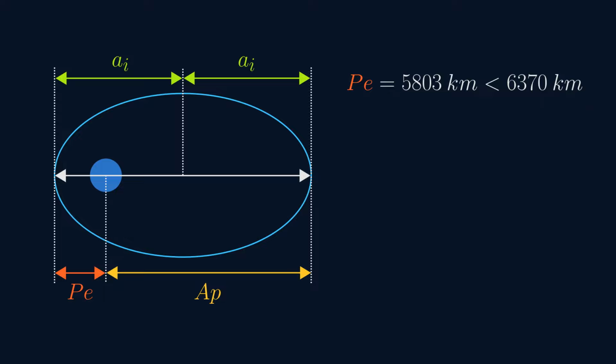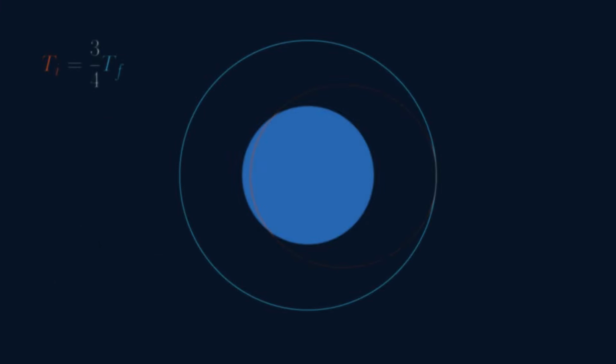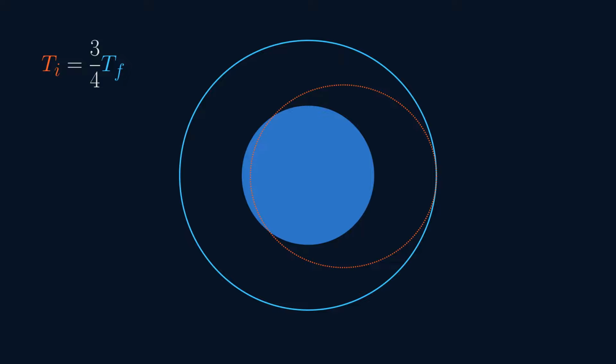But hold on here. We actually have a problem. This perigee is relative to the center of the planet, and it is actually less than the radius of the Earth. So our transfer orbit will actually go through the planet. And clearly that is not a good thing.